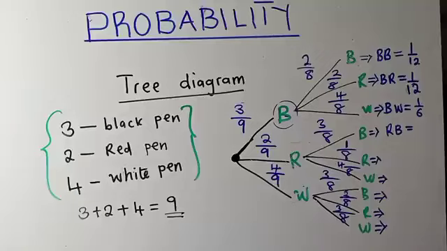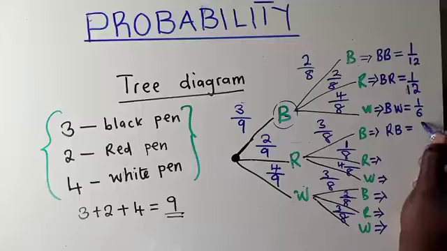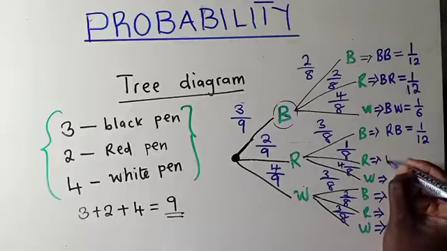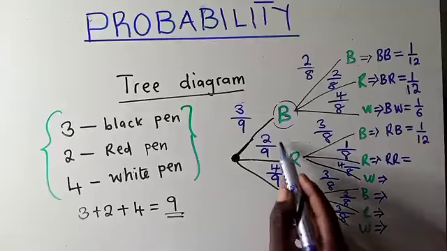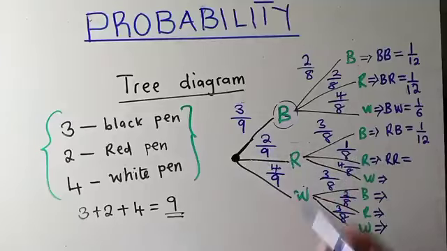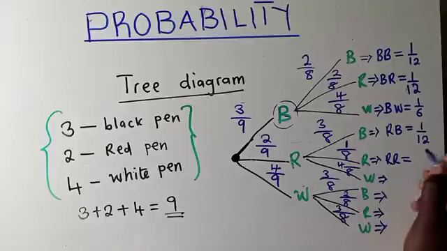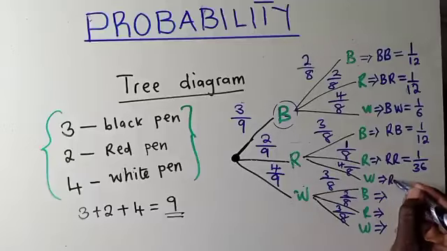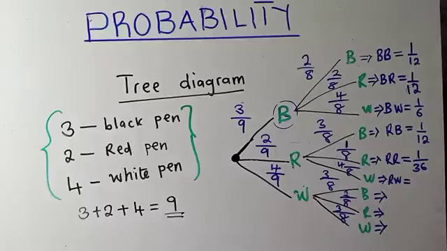Okay, we're getting 1 over 12. We now go to red, this red, again, this red right here. So we multiply 2 over 9 times 1 over 8. I'm getting 1 over 36. I guess you're also getting the same answers. So you need to calculate all of them. Here it's R, W. When you multiply, what are we getting?